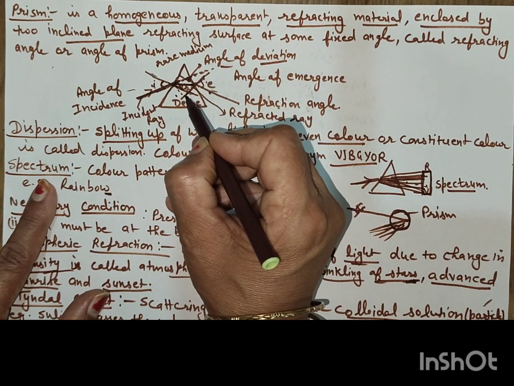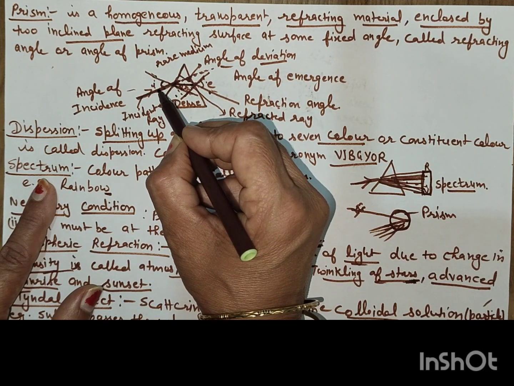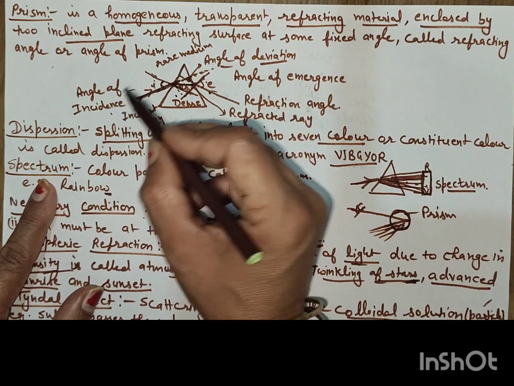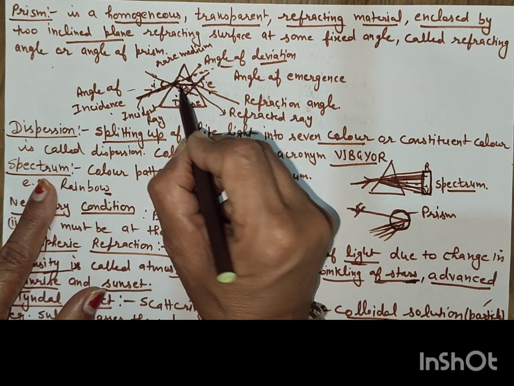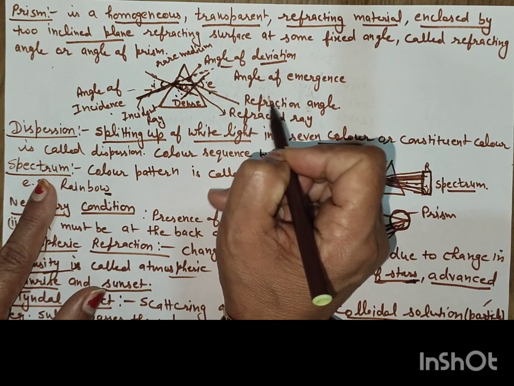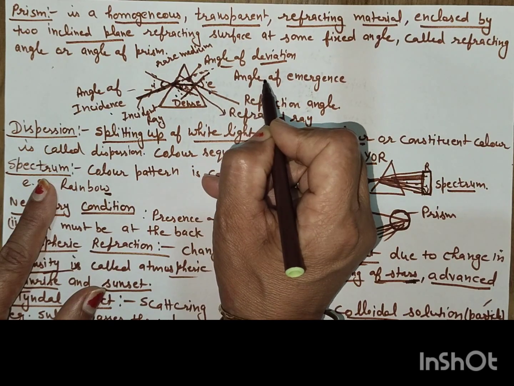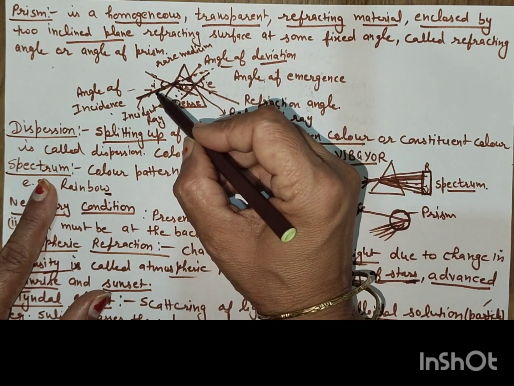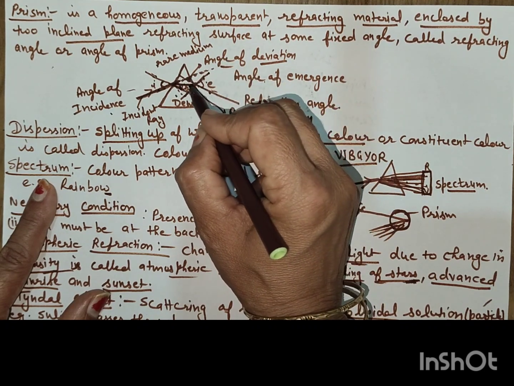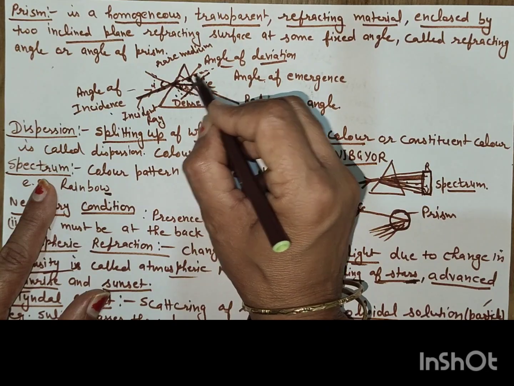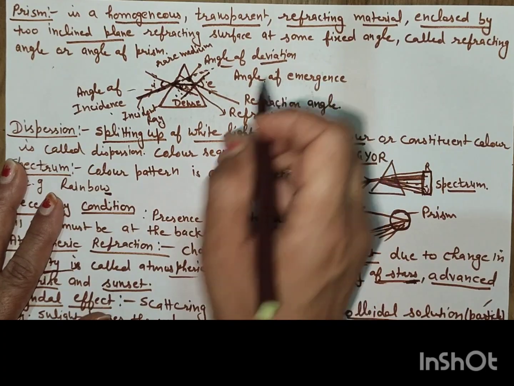Now we will draw the normal on both sides, and the angle between the normal and incident ray is called the angle of incidence, and the angle between the normal and refracted ray is called the angle of refraction, and the angle between the normal and this emergent ray is called the angle of emergence. And when we extend backward this incident ray and this emergent ray, the angle formed is called the angle of deviation.